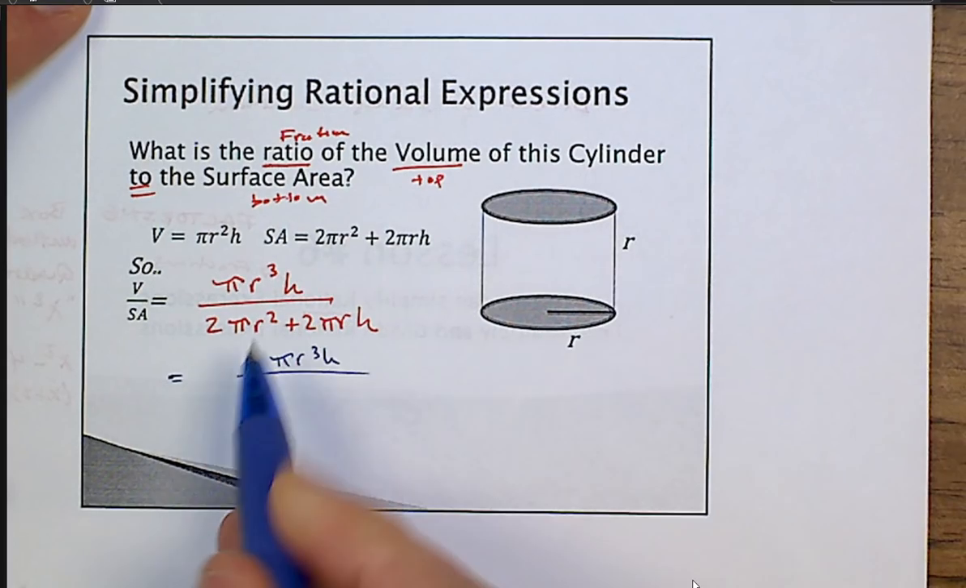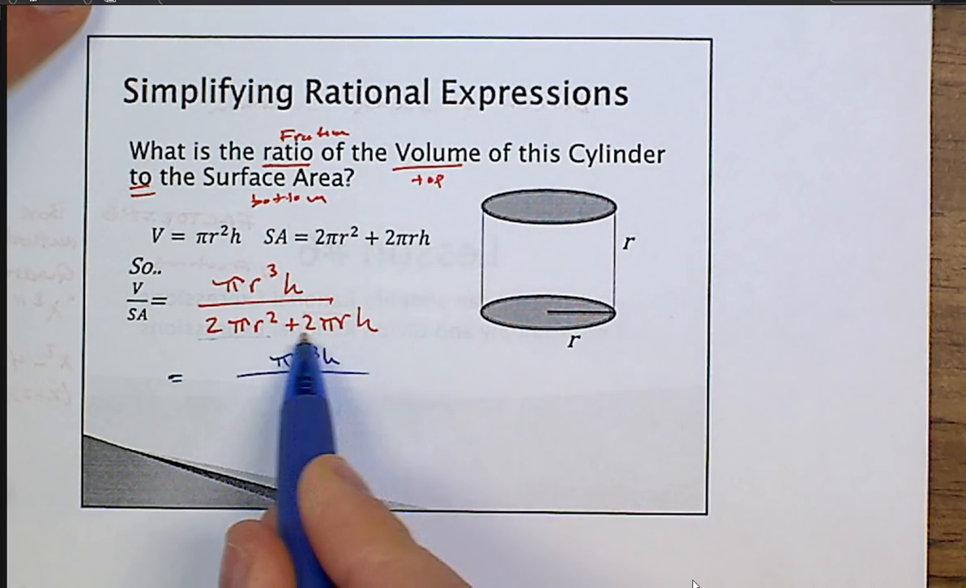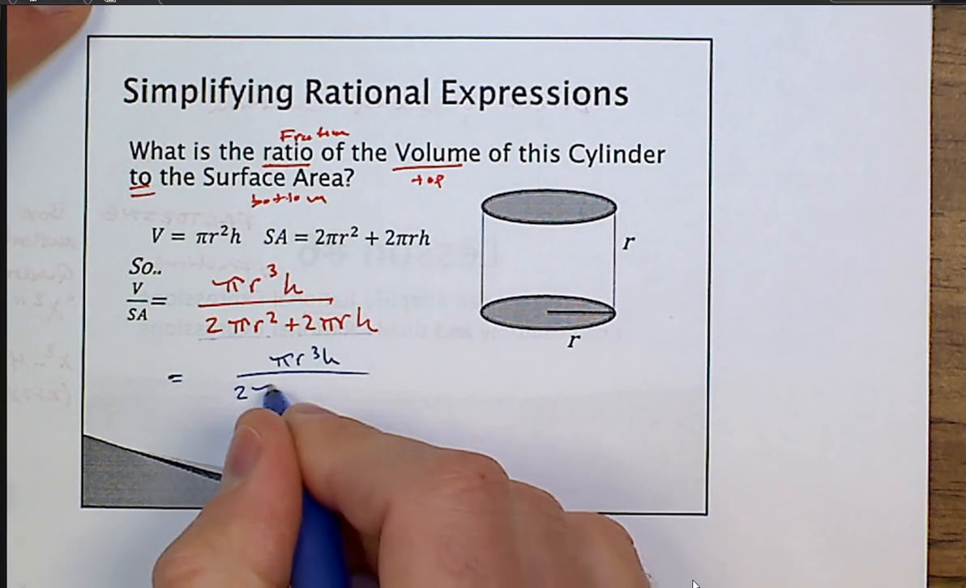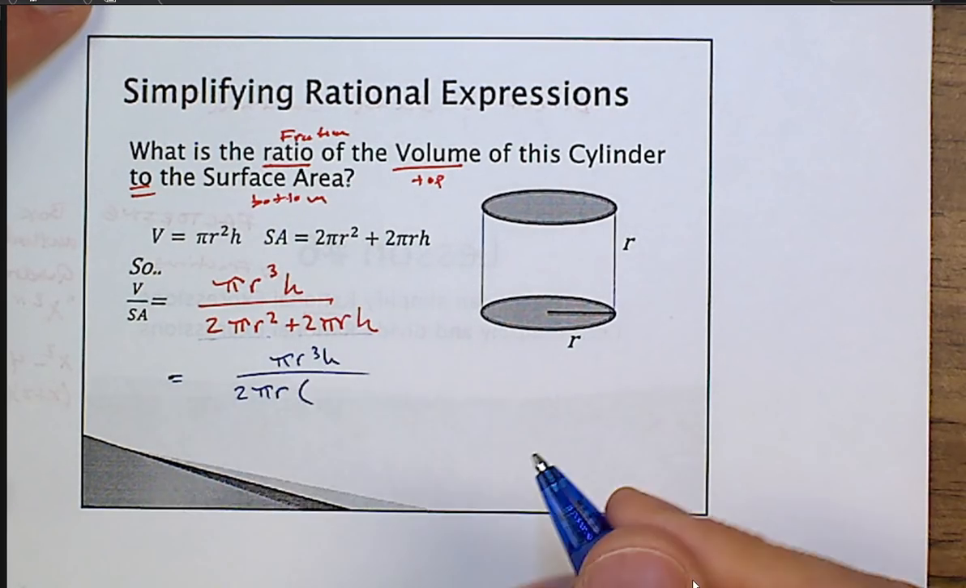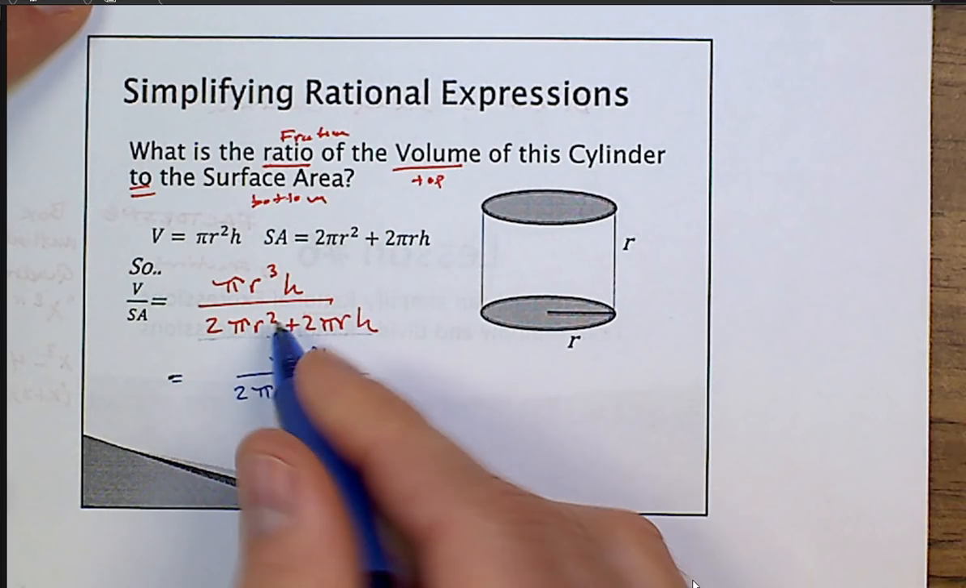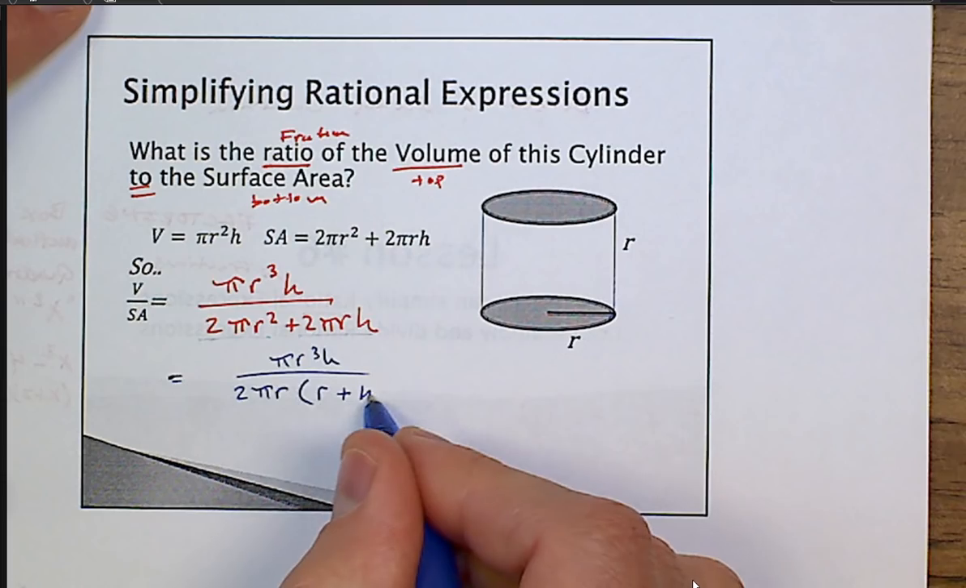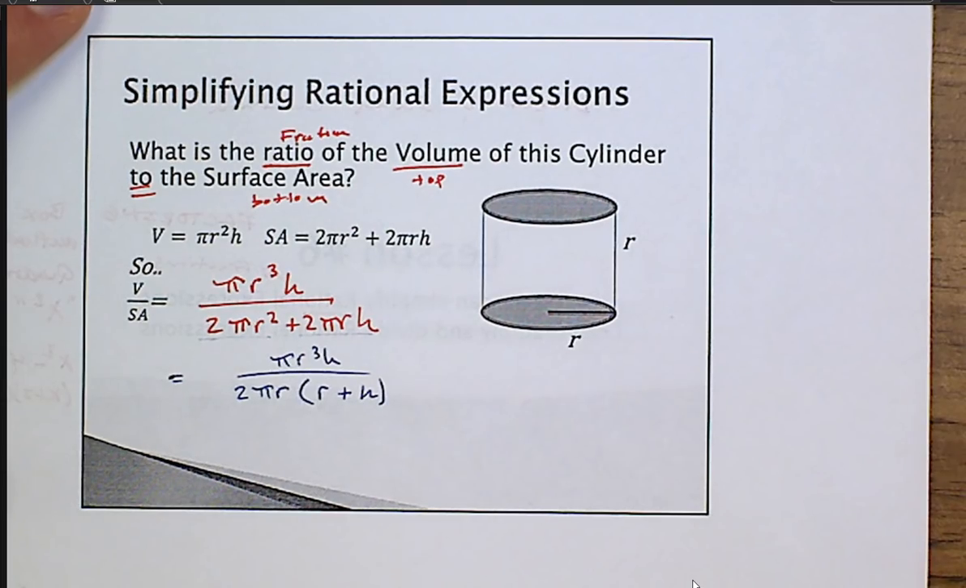What can I take out of this and this that is the same? I can take out 2 pi r. So I'm going to take out 2 pi r, and then what's left? What would be left would be just r in this one plus h here. Okay? And then, so what can I cross out?